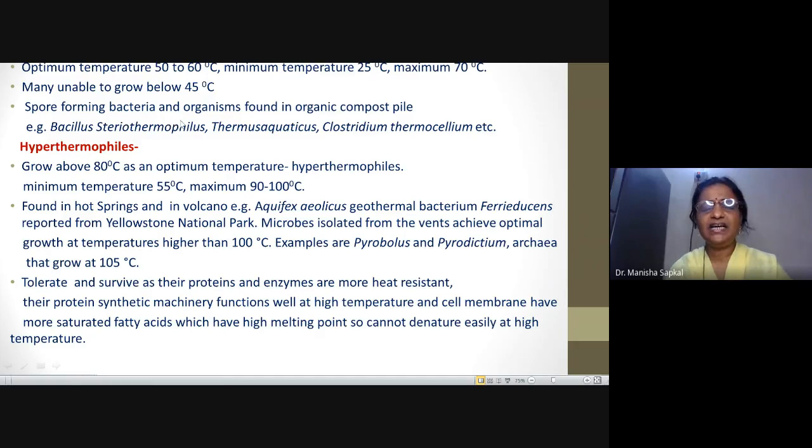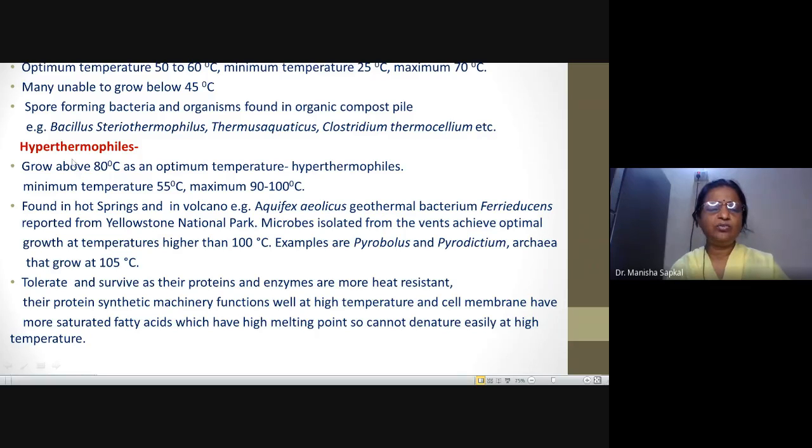Spore forming bacteria and organisms found in organic compost piles are examples of thermophiles. For example, Bacillus stearothermophilus, Thermus aquaticus, Clostridium thermocellum, etc.